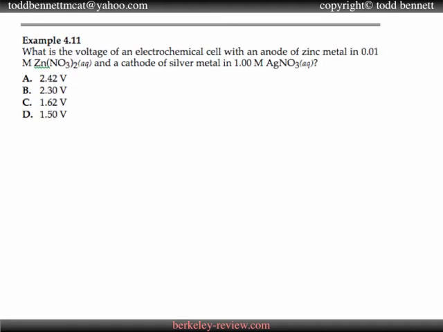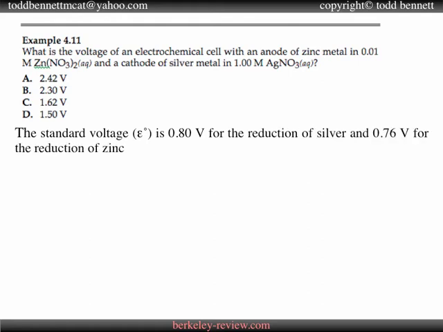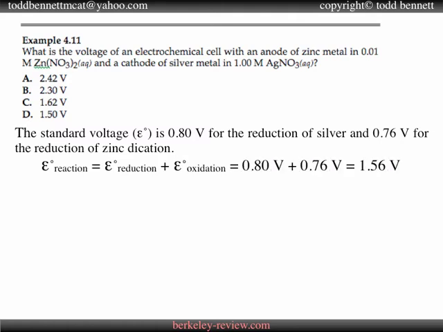4.11. What is the voltage of an electrochemical cell with an anode of zinc metal and 0.1 molar zinc nitrate, and on the other end, 1 molar silver nitrate? So this is plugging in. It's a calculation. The standard voltage for silver reduction is 0.8, and then 0.76 for the zinc oxidation. So overall, we have 0.8 for one half reaction and 0.76 for the other half reaction. So we start out with a 1.56 voltage for the E naught of the reaction.